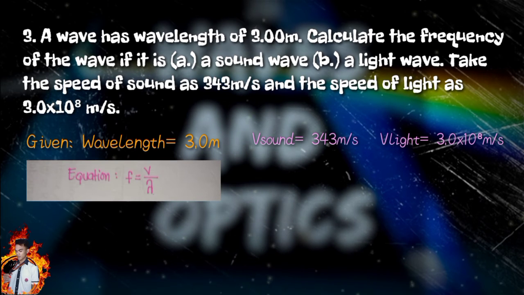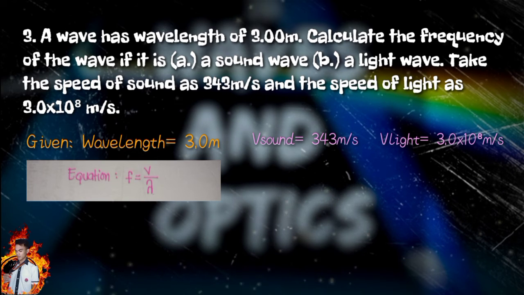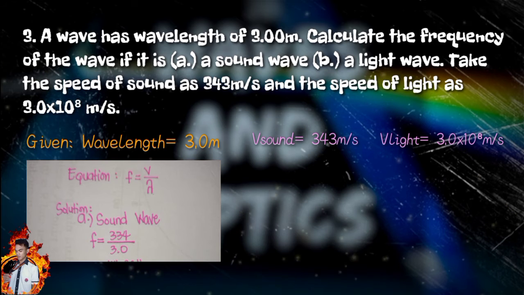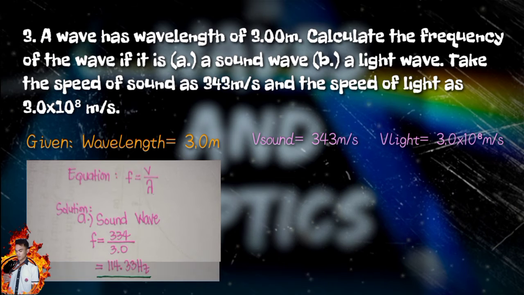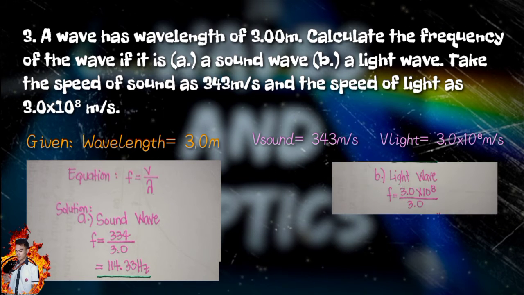We have the equation in getting the frequency, the velocity divided by the wavelength. Substitute all the given value. We have the velocity of 343 and the wavelength of 3.0. 343 divided by 3.0 is equal to 114.33 Hz. We have now the frequency of the sound wave. Let us now proceed to the second problem.